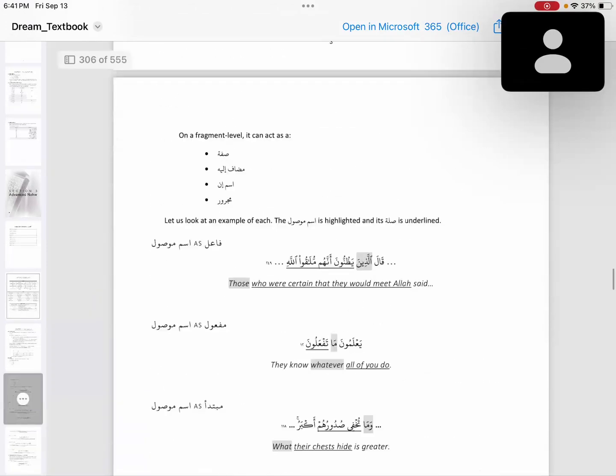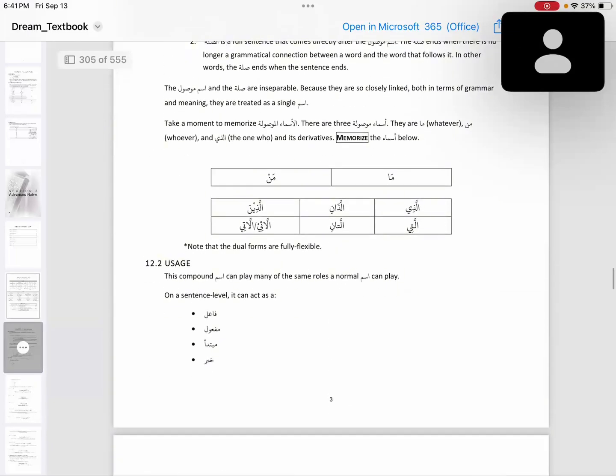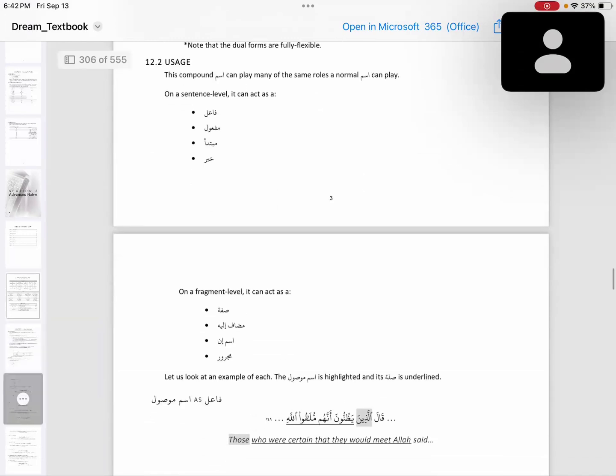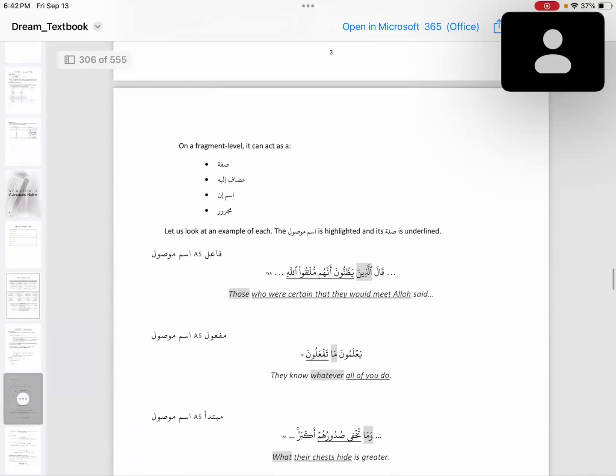So let's go over it one more time. At a sentence level, ism mawsul can act as fa'il, maf'ul, mubtada, khabar. On a fragment level, it can act as sifa, mudaf ilayh, ismu inna, majroor. It's okay if we go through it multiple times and commit all these things to memory. It's not much.